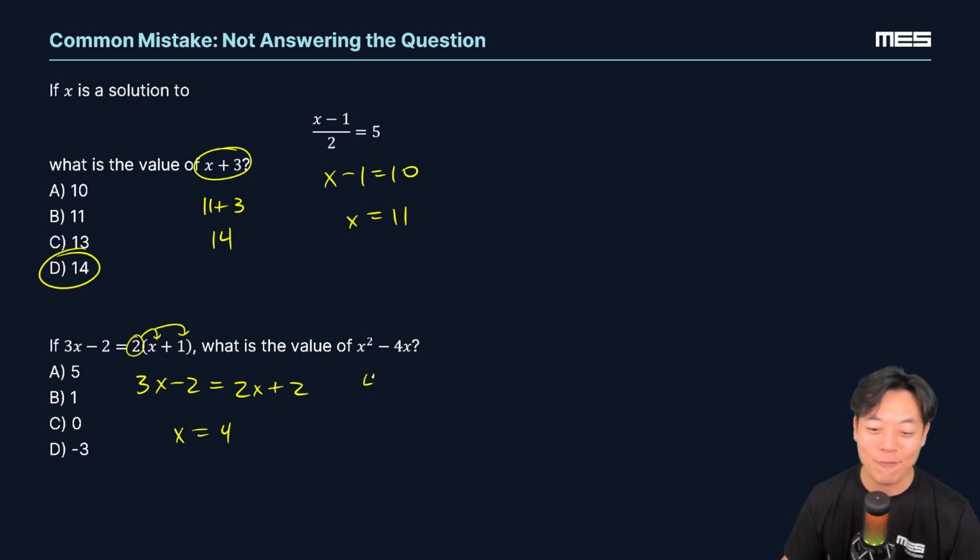We'll plug in 4 here. 4 squared minus 4 times 4. We know that's 0. Boom, letter C.